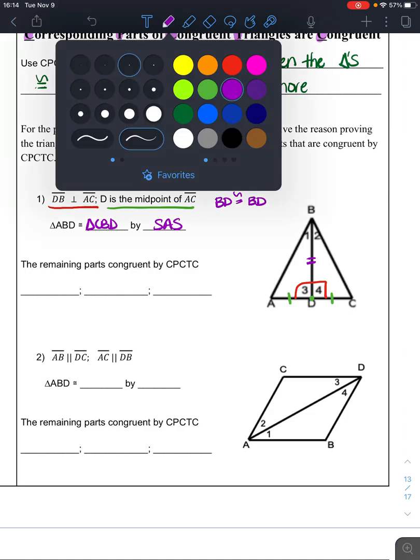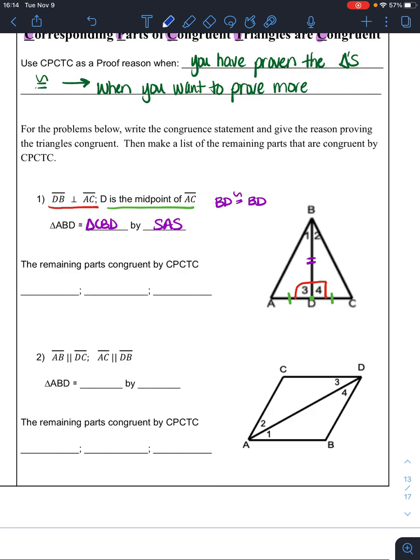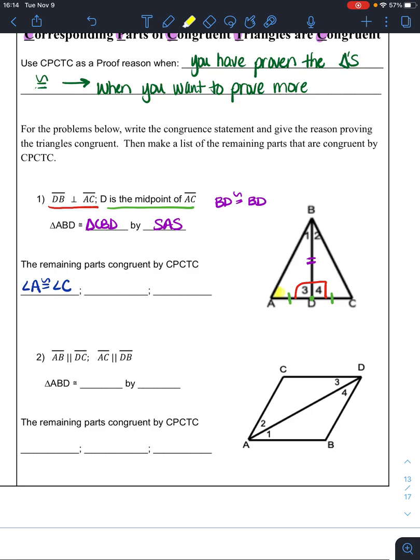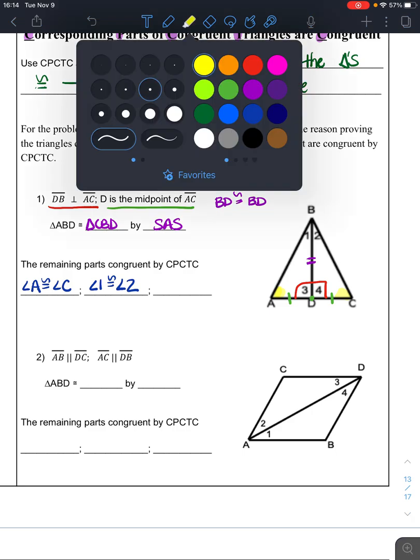Here's why this is important, y'all. Because now that I know that those two triangles are the same size, here's what it tells me. It means that angle A is congruent to angle C. So now that I know that the triangles are the same size, I know that all the corresponding parts of those congruent triangles also have to be congruent. So I can say that A is congruent to C. I can say that angle 1 is congruent to angle 2.